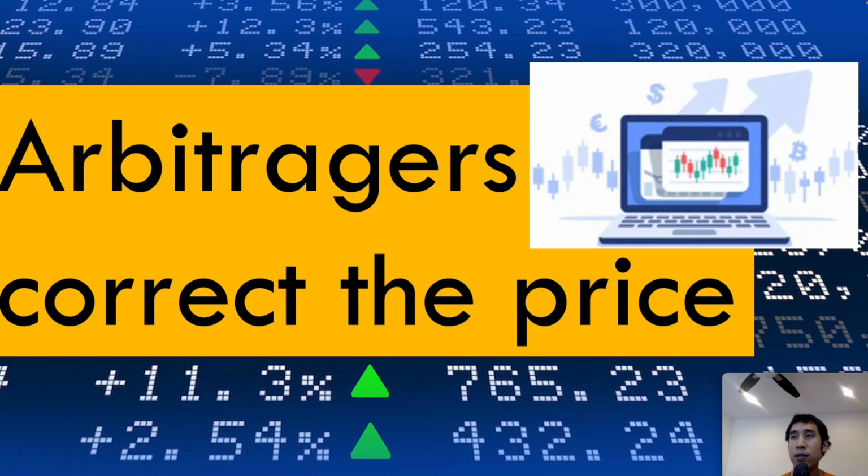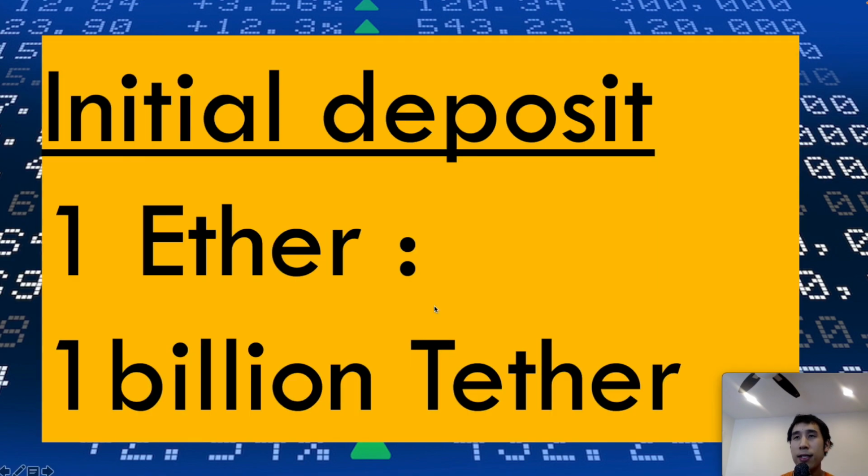If the exchange rates don't match, then the arbitrageurs will take advantage of that and trade until the balances in the DEX match the balances in the other DEXs. As a concrete example, let's say we have an exchange for Ether and some stablecoin such as Tether, which is supposed to be pegged to the US dollar. Therefore, 1 Tether equals $1.